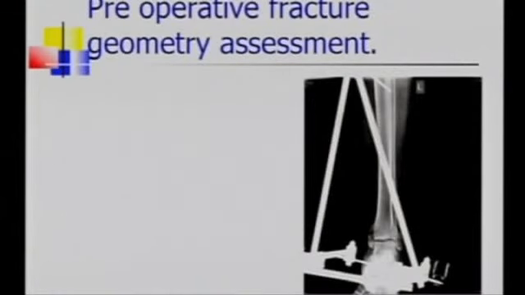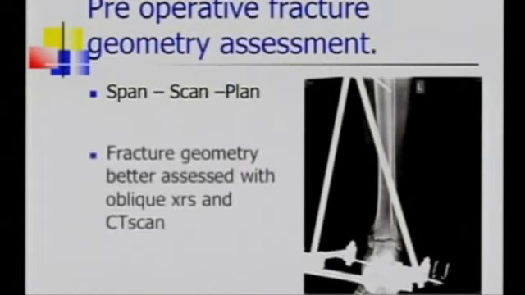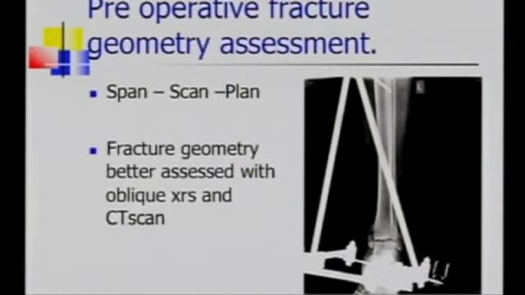Now, preoperatively, when we keep these parameters in mind, how do we go about it? Preoperatively, we assess the fracture geometry after reduction. It is better to assess the geometry after reduction. When initial dislocation is there, you reduce it, and then, as we said, span, scan, and then plan. So it is better to assess the fracture geometry once you reduce it and put it in a spanning fixator, and then assess the anatomy, because now you will get a good assessment of the fracture itself preoperatively.